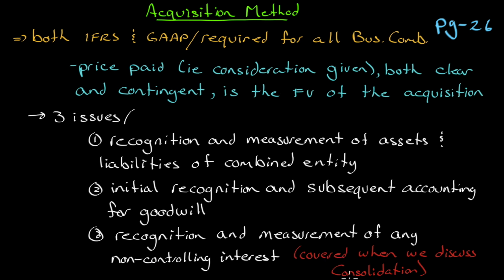We'll cover this when we discuss consolidation, because for the purposes of discussing the acquisition method, we're going to go through some examples where we're just going to assume 100% acquisition. That does not give rise to a non-controlling interest. Only less than 100% does. So I'll cover off 1 and 2 now, but as we move into consolidation, then I'll cover off issue number 3 once we get into that topic.